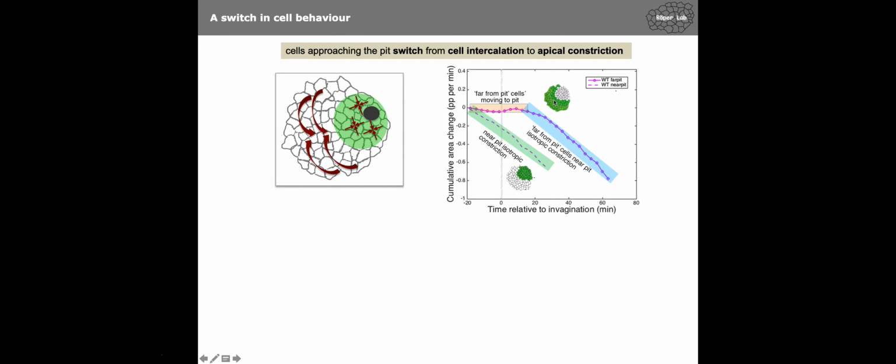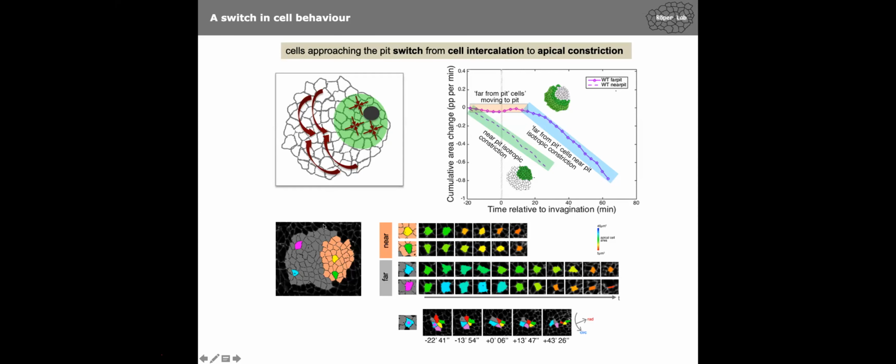So through this standing wave of apical constriction, they now start to constrict. But this means that really these cells further away seem to switch their behavior from predominantly cell intercalation to predominantly apical constriction once they reach the right position. And in fact, we can see this if we look at individual cells and their behavior across the placode.